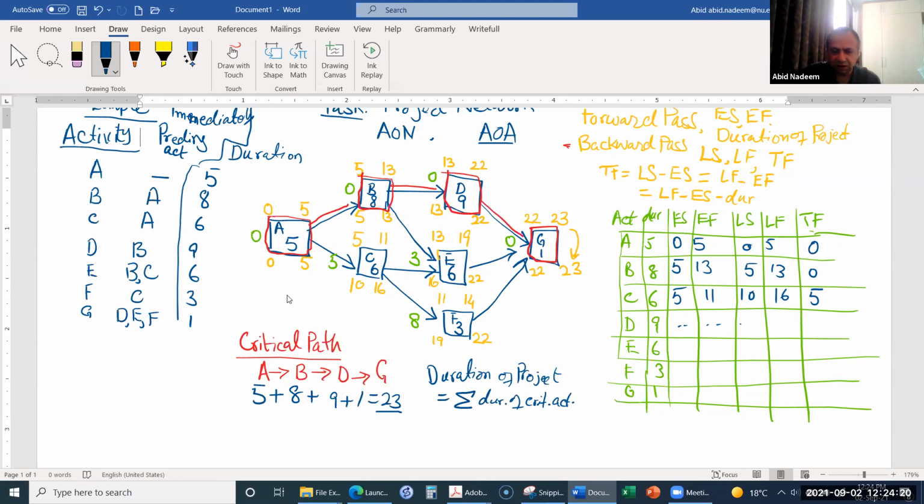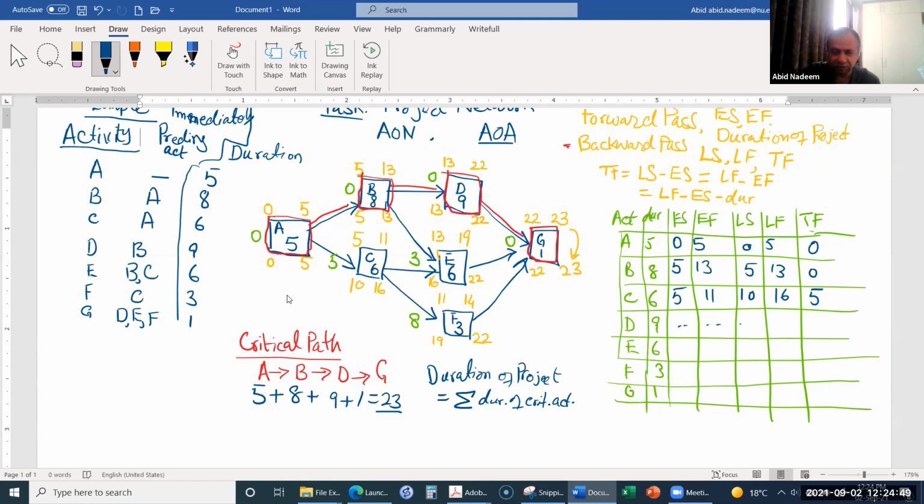Okay. So the other activities C, E, and F are non-critical activities which have their floats. So the meaning of these non-critical activities is that these activities can be delayed without delaying the duration of the project. But the activities on the critical path, if they are delayed, then the project will also delay.